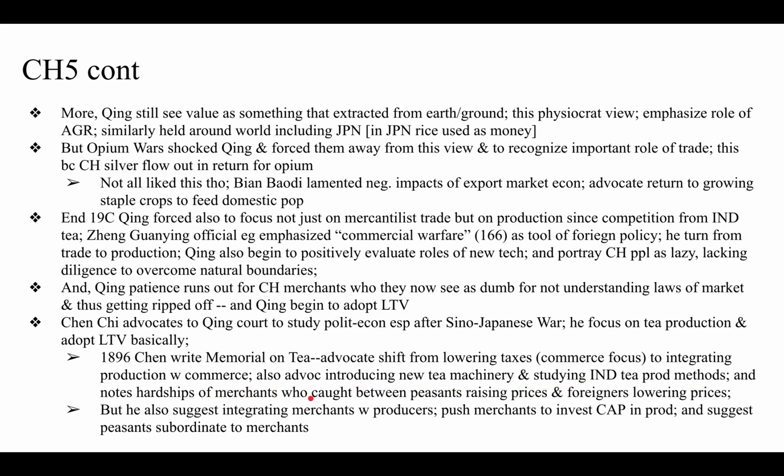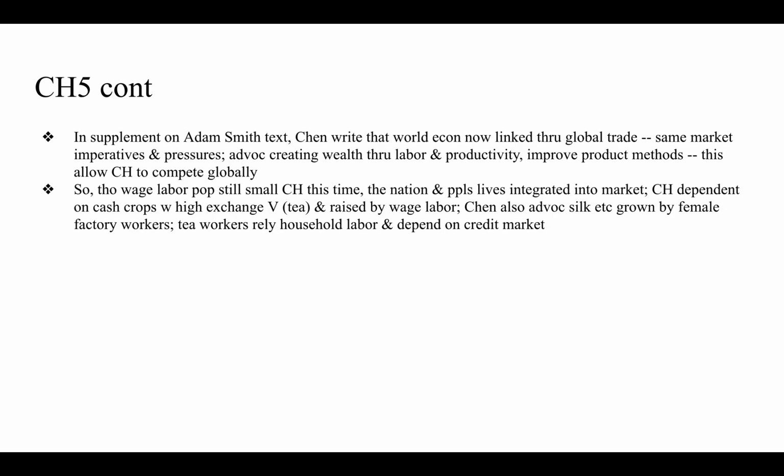And he noted the hardships of the merchants at the same time, who were caught between peasants raising prices and foreigners lowering prices. But he also suggested integrating the merchants with the producers. So he pushed the merchants to invest capital in production and suggested that the peasants still be subordinate to the merchants. So he's sympathetic with the merchants a little bit, and basically he sees them as playing a key role as eventually the role of bankers, basically, to invest capital in the production process and not just profit from trade.